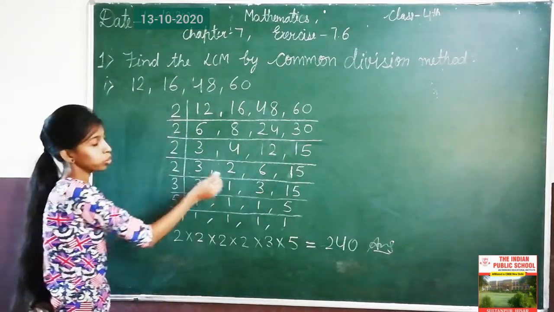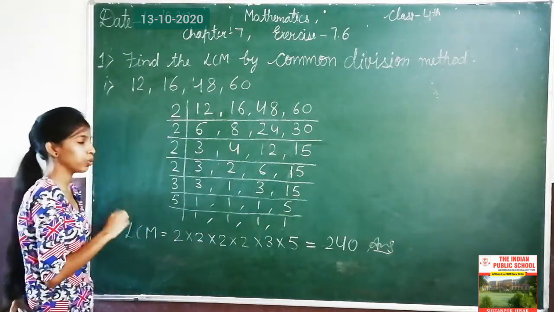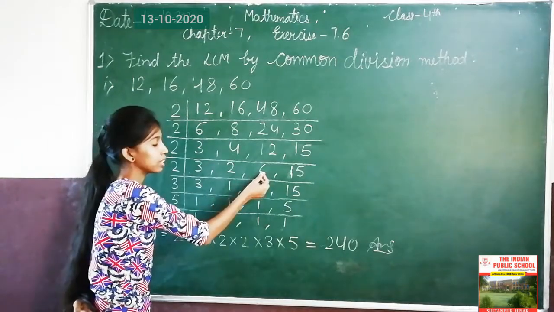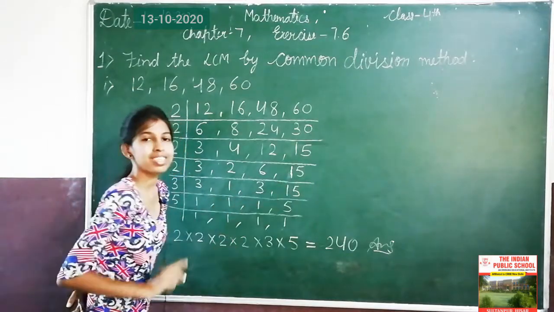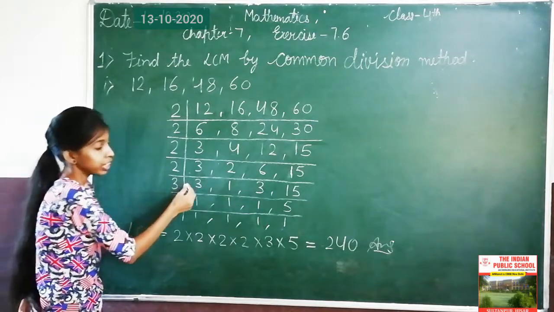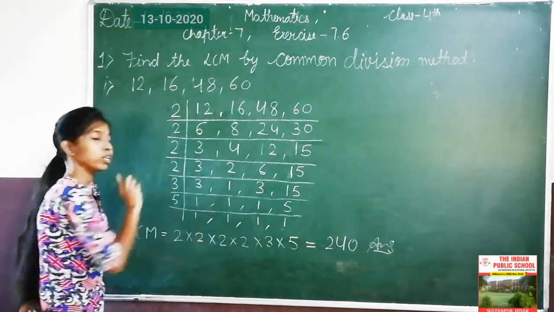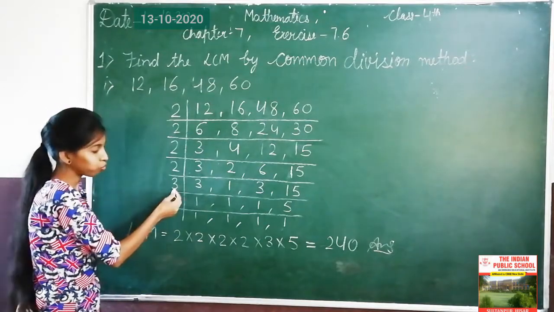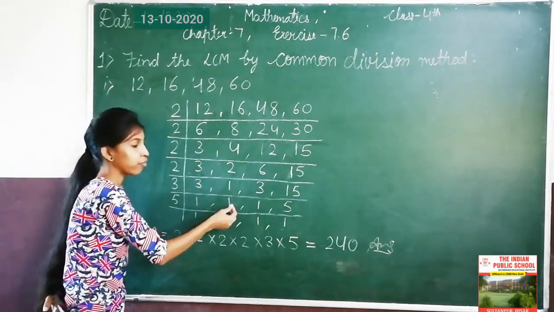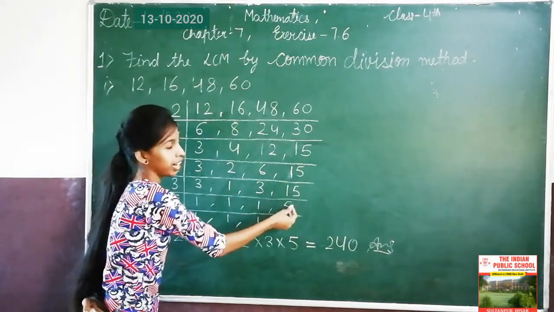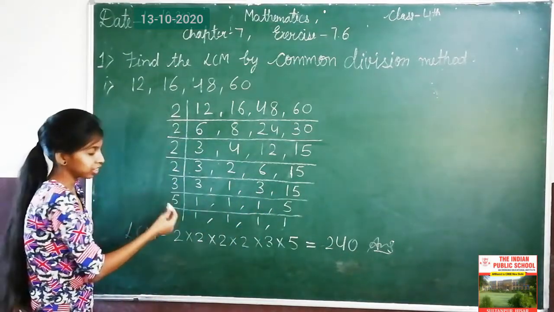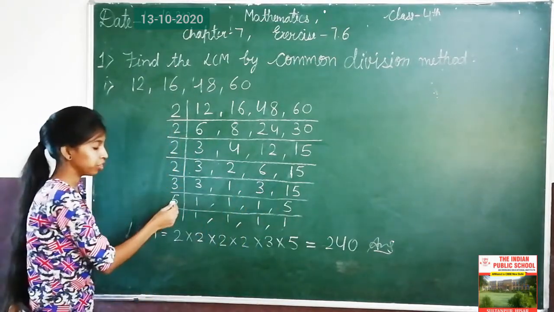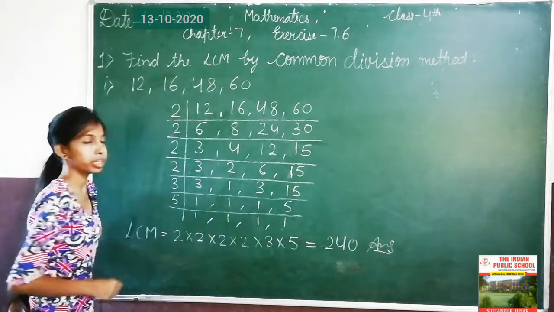Again we will take 2 because 2 and 6 are divisible by 2. So 3 will remain the same, 2 at 1, 6 at 3 and 15 will remain the same. Now we cannot divide any number by 2, so we will take the next prime number, that is 3. In the table of 3, 3 will come at 1, 1 at 1, 3 at 1 and 15 at 5. Now next we will divide by 5 because there is only 5, and we will divide it to get 1 and the rest will be the same.